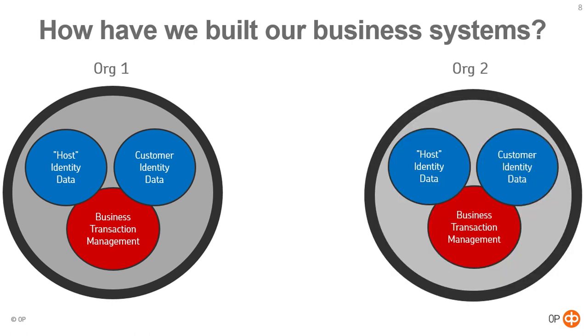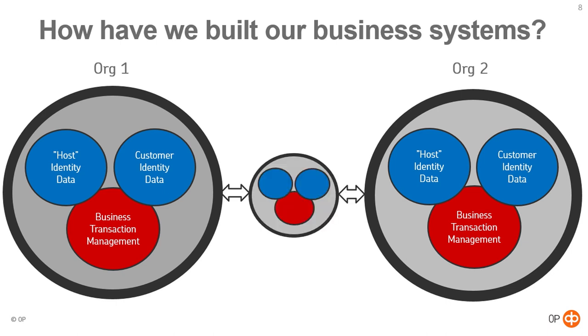If this was the buyer system, this is the seller system. It's done in a similar way, but they have different identity data there, and they have different business logic for essentially the same business object, the invoice. And if you want to make these two work together, then you need an intermediary. And these things are complex, believe me. But this is how we do things today.